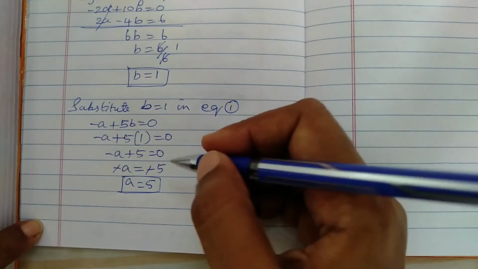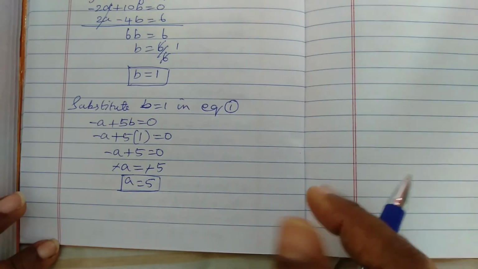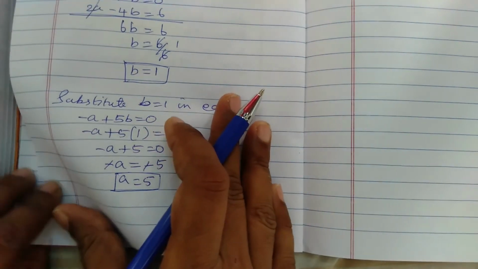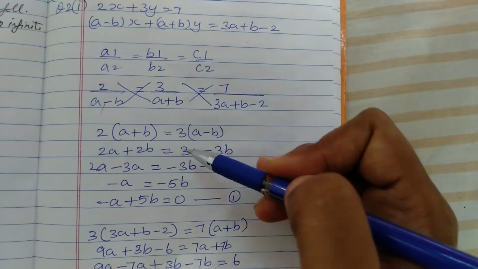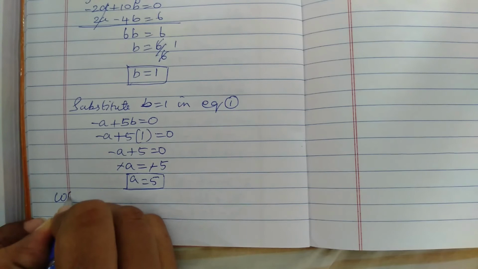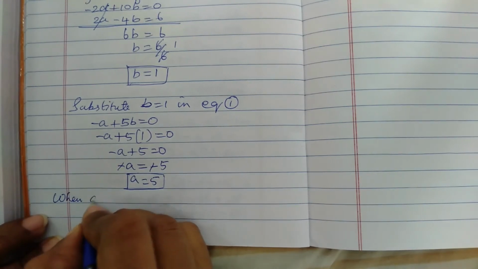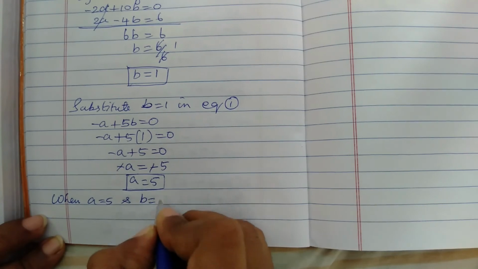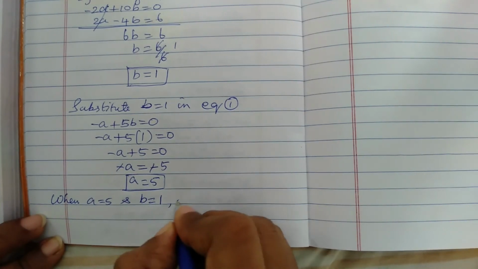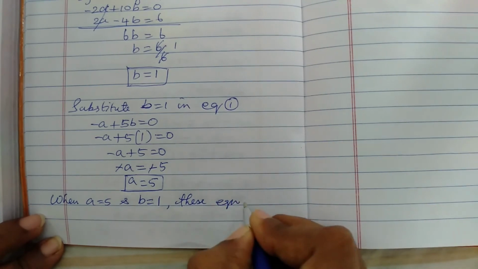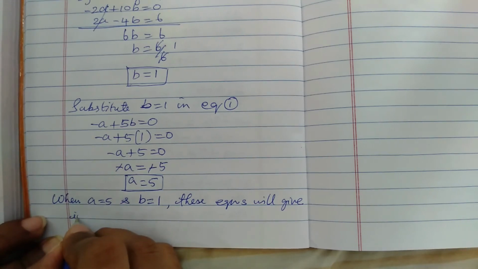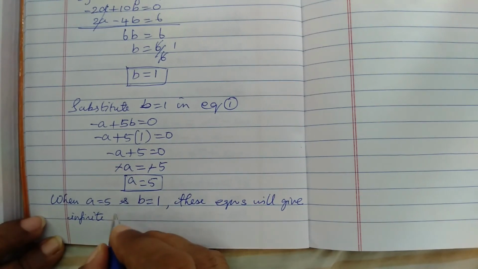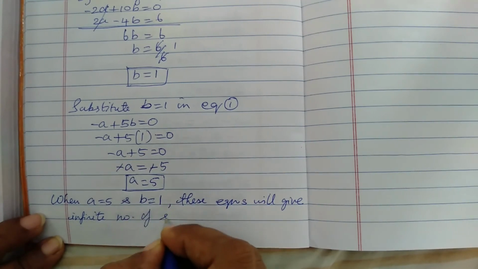Now we have the value of both a and b. So these are the values which will be replaced in this equation to get infinite number of solutions. So we have to write the final answer now. When a is equal to 5 and b is equal to 1, these equations will give infinite number of solutions.